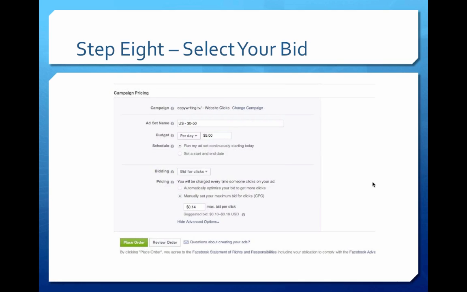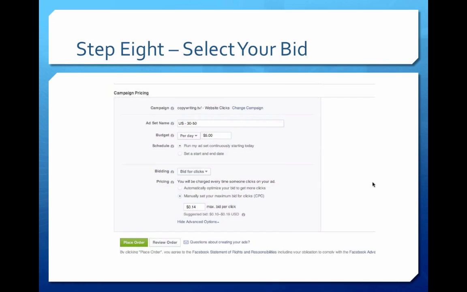Step 8, select your bid. In this case, I like to manually set my bid. Now, it gives me a choice here of 10 cents to 19 cents. I don't want Facebook to think that I don't want to give them money. So when they say, we'll give you somewhere in between 10 cents and 19 cents, typically, I'll change that to like 54 cents or 74 cents.